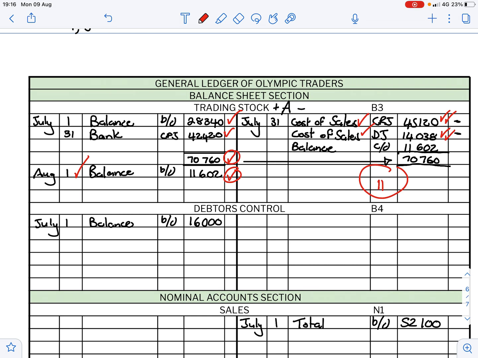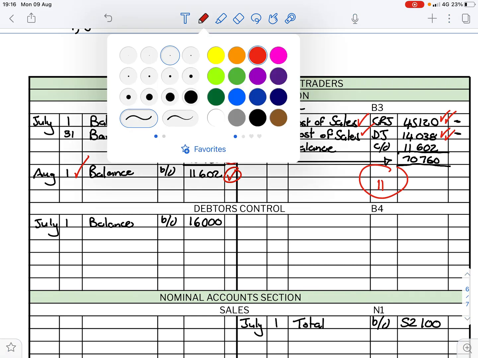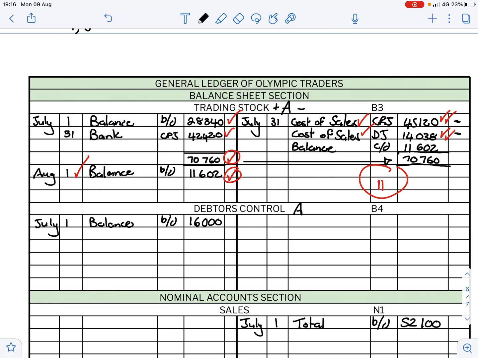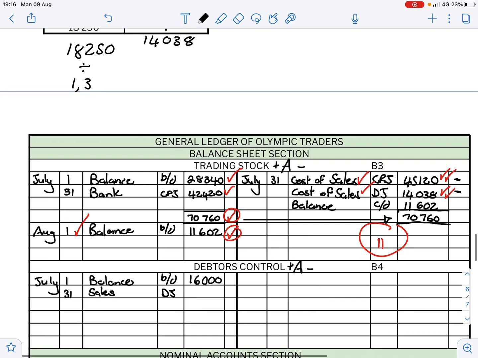Okay, we then move to debtors control. Right, again, debtors control is an asset that increases on the debit side, decreases on the credit side. Now, in order for debtors control to increase, people would need to owe us more money. So our debtors purchase from us, or we sell to them on credit. Our contra account there is sales, from the debtors journal, where we record all of our credit sales.